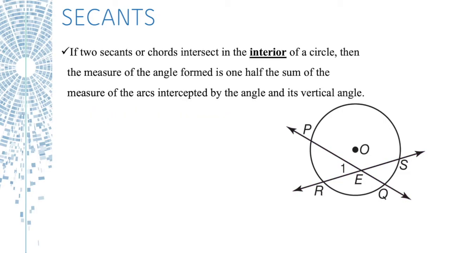If two secants, or chords, intersect in the interior of a circle, then the measure of the angle formed is 1/2 the sum of the measure of the arcs intercepted by the angle and its vertical angle. That's a mouthful. Okay, let me show you what that means. Here's angle 1. And the measure of angle 1 is 1/2 the sum of the intercepted arcs. So 1/2 of PR plus QS. Let's do an example.